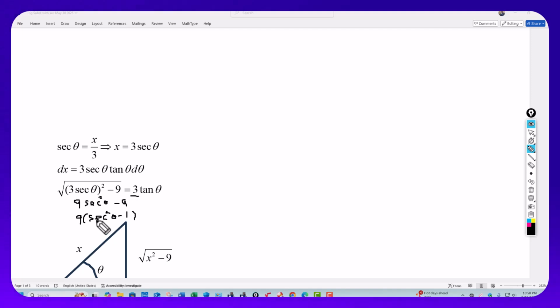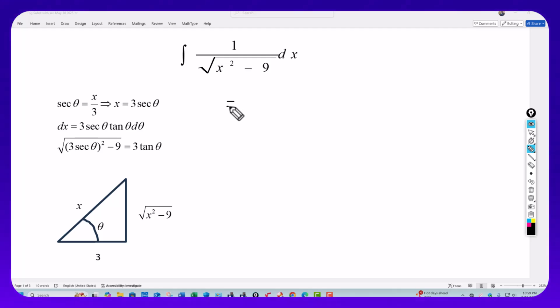And then there's an identity that tells me that secant squared theta minus 1 is tangent squared theta. But we're under the radical, so that's got to give me the square root of tangent squared, which would give me tangent theta. And of course, you have the square root of 9 is 3. So those are the substitutions we're going to use then. Wherever there's an x, replace it by 3 secant theta. The dx will be given by this right there. And then the radical expression that we saw will be 3 tangent theta.